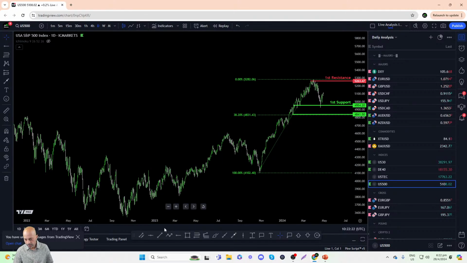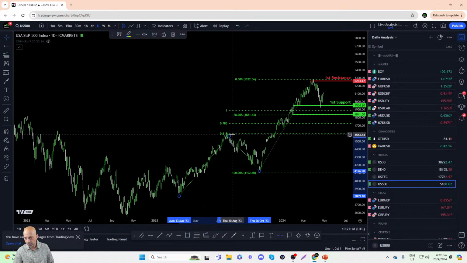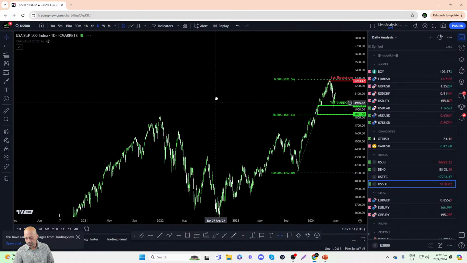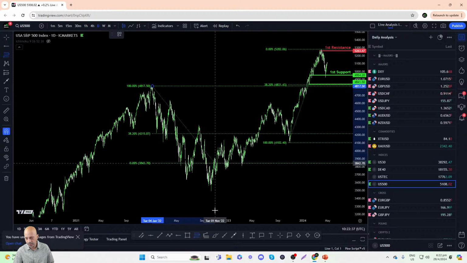Wait. Projection, I need this. Starting here, okay, we've already seen 100% move up. Okay, might be an extension. Let's see, might be an extension, and we can try and find.